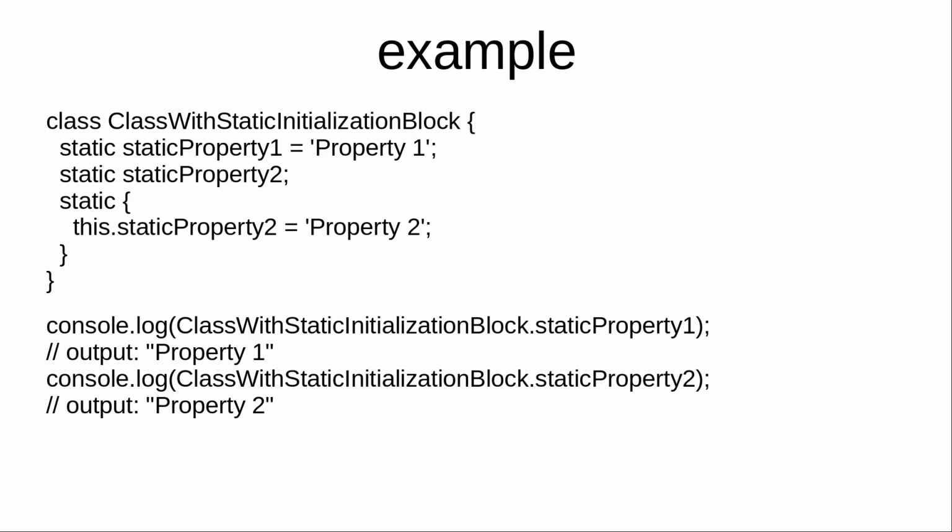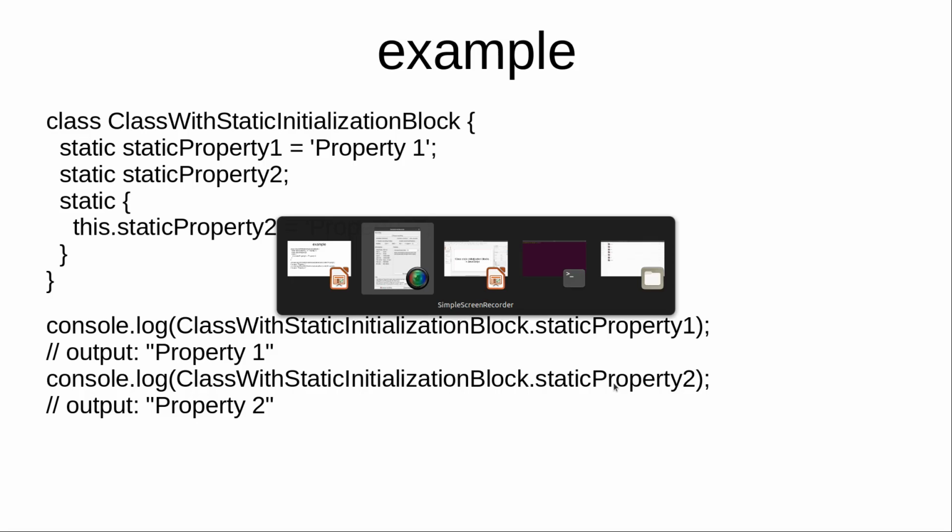So let's look at this example. We have a class with the name class with static initialization block, and within that class I have static property 1 variable, and I have given it a string property 1. Then I have static property 2 variable, which is an empty variable. Then I have a static block, and in that static block I'm saying this dot static property 2 equals property 2. So when I'm going to console.log class with static initialization block dot static property 1, it gives me property 1. And when I'm typing in console.log class with static initialization block dot static property 2, it gives me property 2. So let's see this in action.